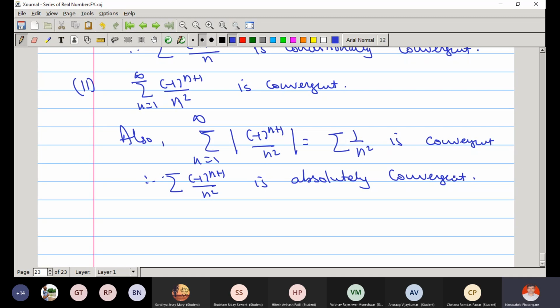It is not necessarily true that if a series is convergent, then if you take absolute values, it is also convergent. This is not true.